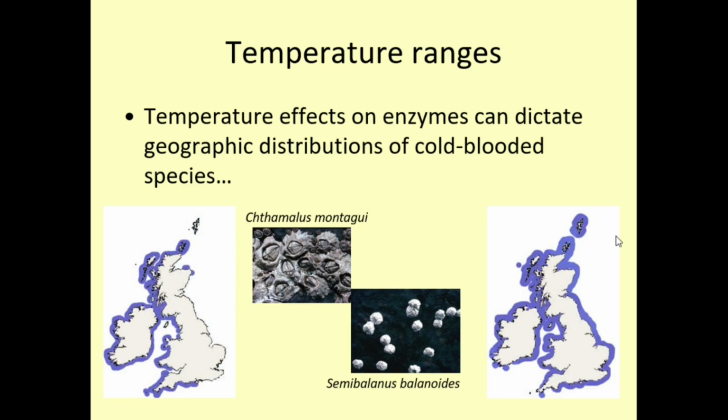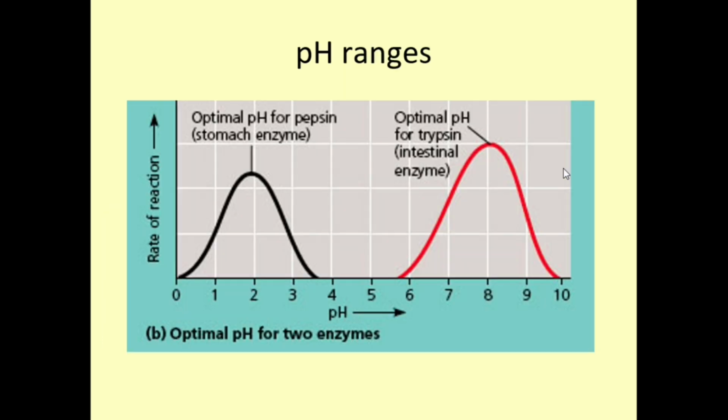And using two examples of barnacles. On this slide, we can see pH and the role that pH has on reaction rates. Very similar graph to the previous one that we looked at with temperature. But instead of temperature, we have the pH scale along the bottom. So hopefully you know, but the pH scale measures how acidic or basic a solution is.